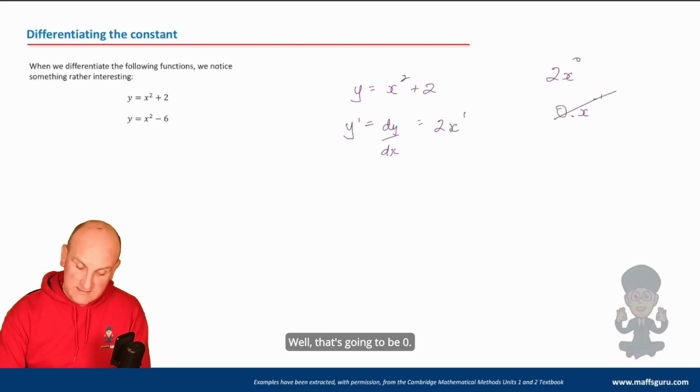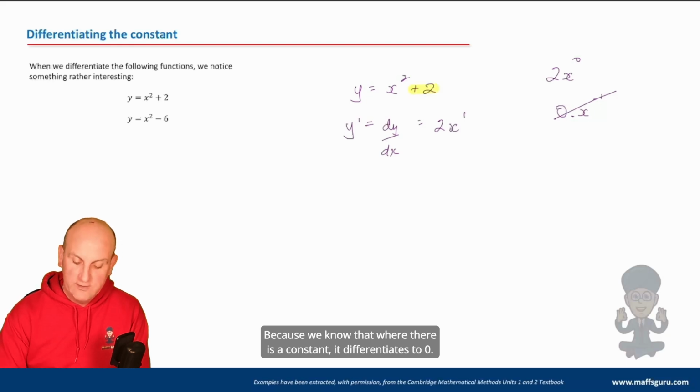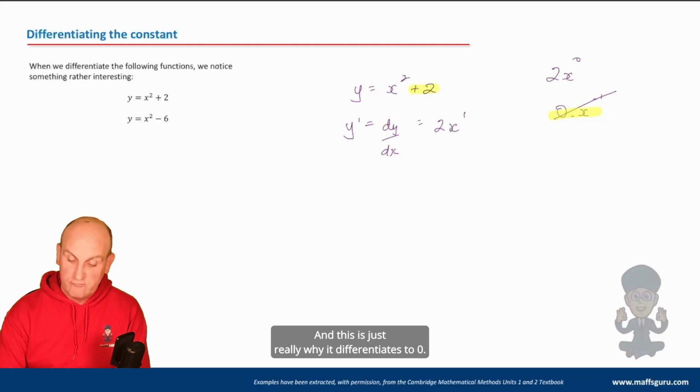Okie dokie, well, that's going to be 0. And we already knew that, didn't we? Because we know that where there is a constant, it differentiates to 0. And this is just really why it differentiates to 0.